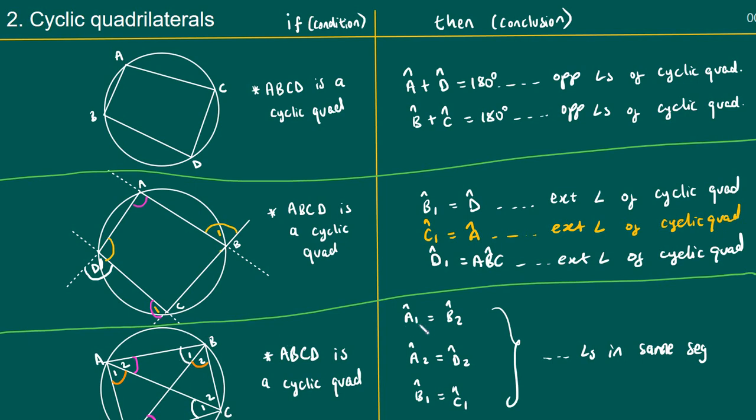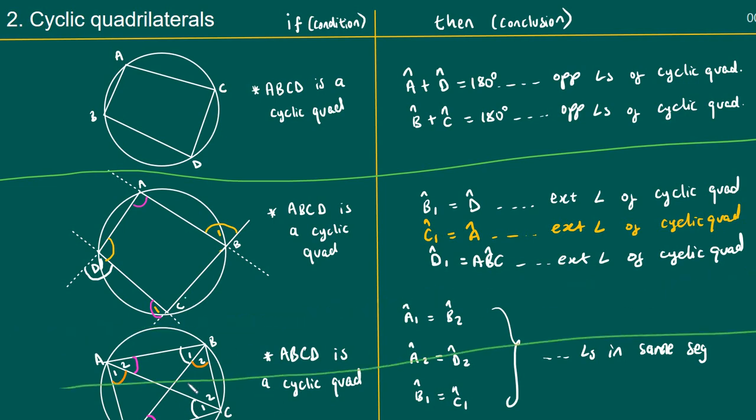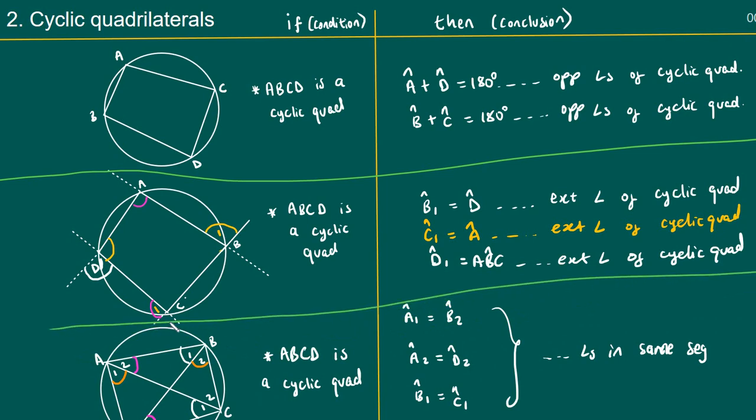So A1 is equal to B2. A1 is equal to B2 at the corner there, right? They are equal because those are angles in the same segment. A1 is equal to B2, which is the orange part. And in terms of that one, we must be very, very careful because it pops out a lot.